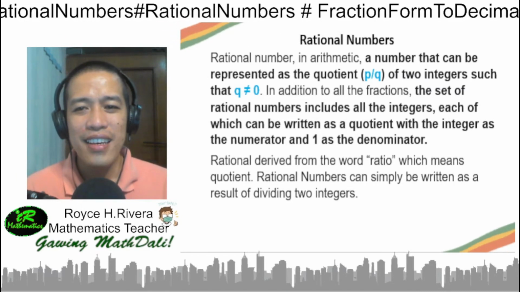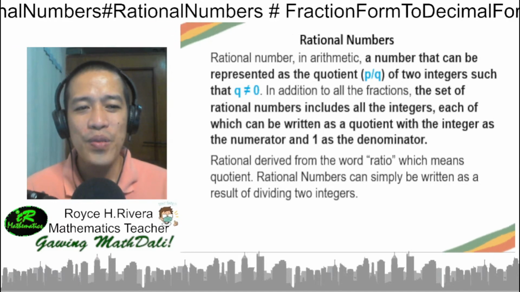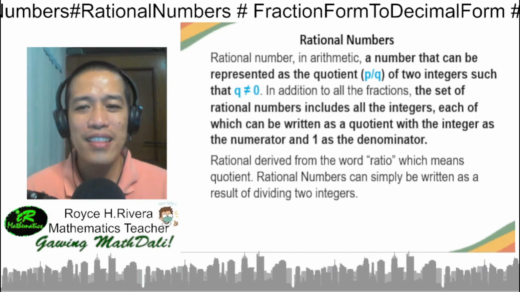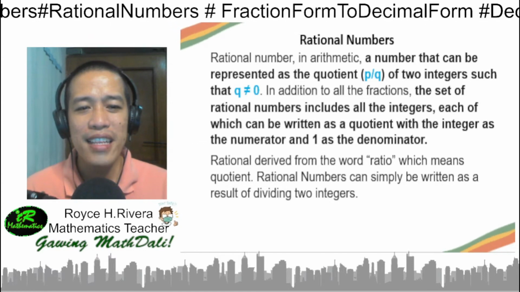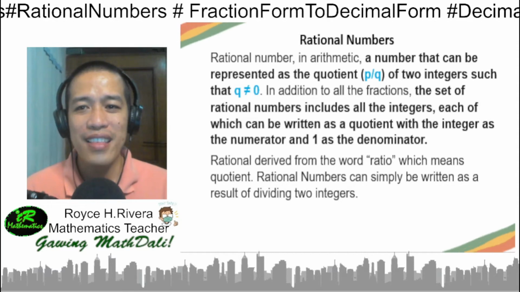Additionally, rational is derived from the word ratio, which means quotient, the answer in division. Rational numbers can simply be written as a result of dividing two integers.